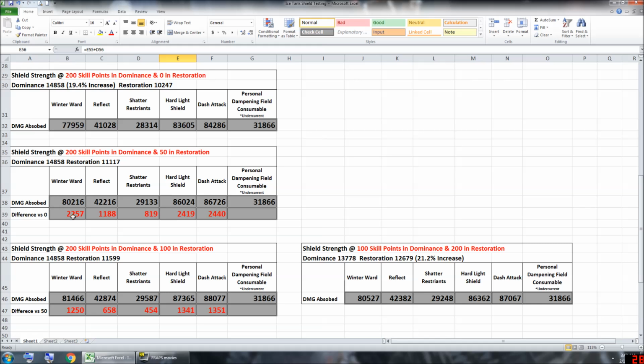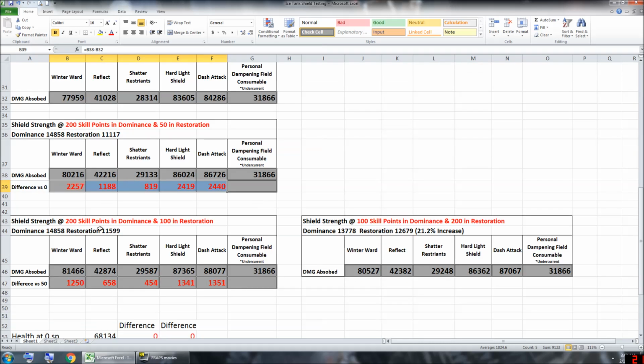So basically that's going to be what your extra damage is. From no skill points to putting 50 in, you get this extra absorption. But if I put another 50 in, I'm getting half. So even if I put 100 skill points in, the total absorption only goes up by 3K there, not even 2K there, an extra 1,200.